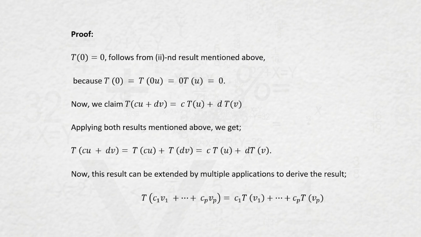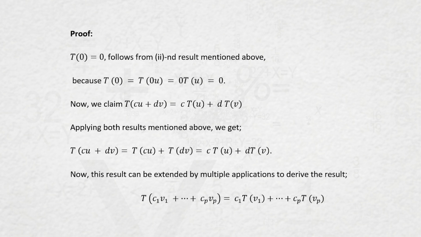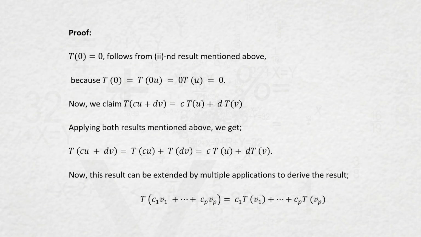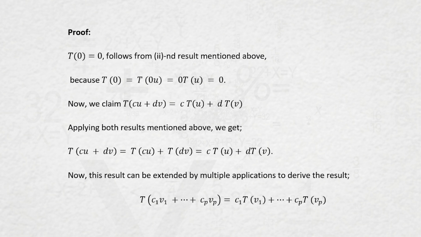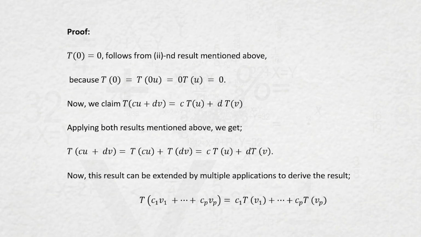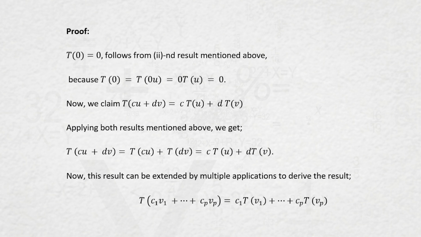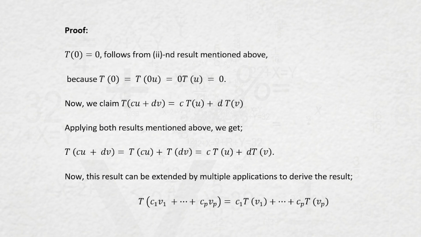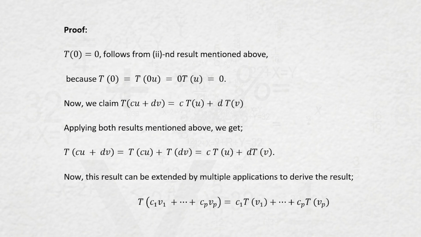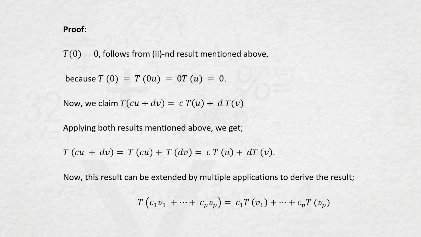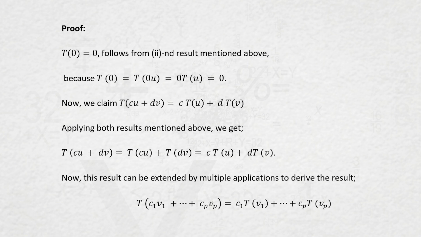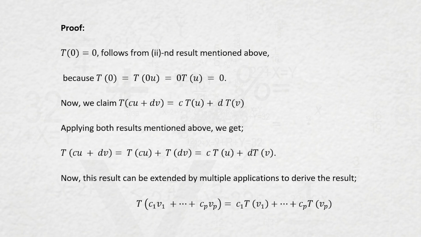Applying both the results, we get T of cu plus dv is equal to T of cu plus T of dv, because it has to satisfy the two conditions. Applying the first condition, we get this, and then again you can take c outside and write this as c of T of u plus d multiplied by T of v, again from the linear transformation property. So we are able to prove T of cu plus dv is equal to c multiplied by T of u plus d multiplied by T of v.